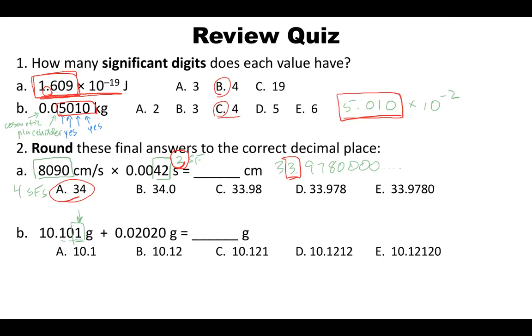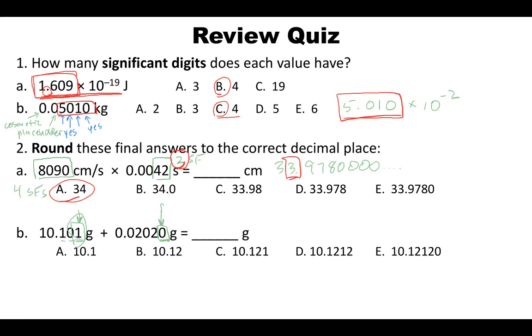It's the 3rd digit after the decimal point. What about in the second value, 0.02020? Well, I can see that the last significant digit is here in the 10,000ths place. Okay, so which of these now is less precise? Because that's what I want to round my final answer to. Which of these occurs in the higher decimal place? And the answer to that is the thousandths place. So I want to round my final answer to the thousandths place.